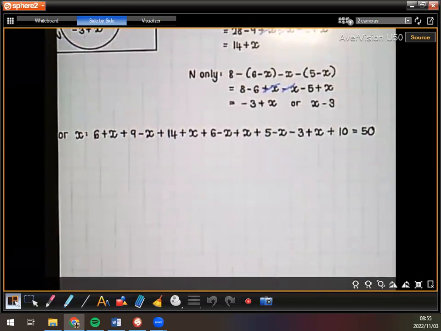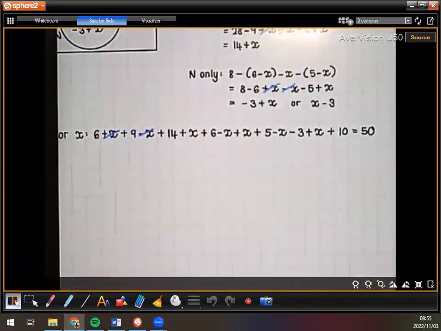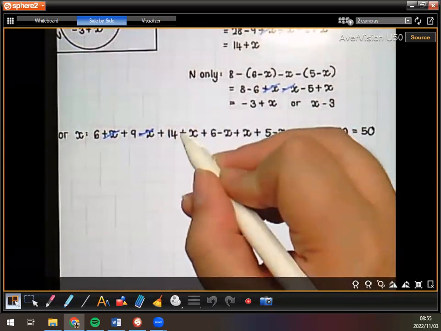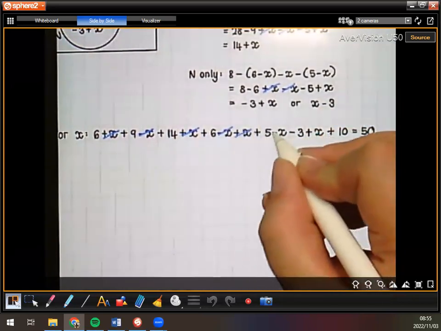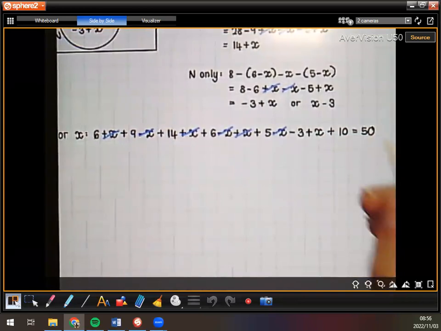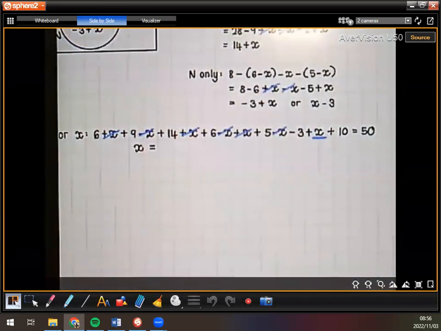Luckily, the x's are going to cancel out, most of them. So we're going to have a plus x and a minus x that cancel out. Then we have another plus x minus x. And then another plus x minus x. And then we're left with that last x. Okay, so in our equation, we're going to say x is equal to. All the other x's are cancelled out. That's the only one that's left.